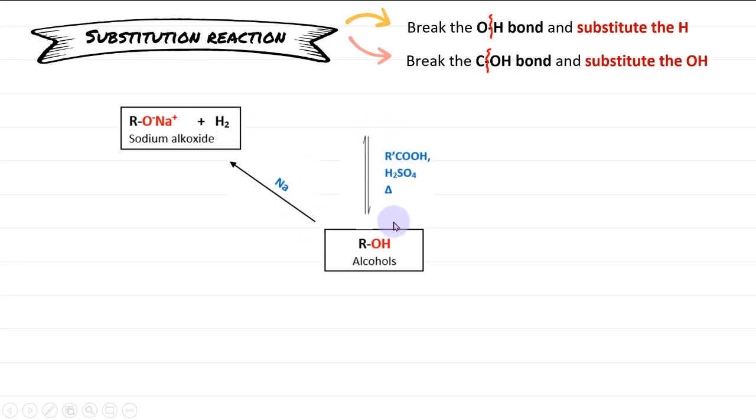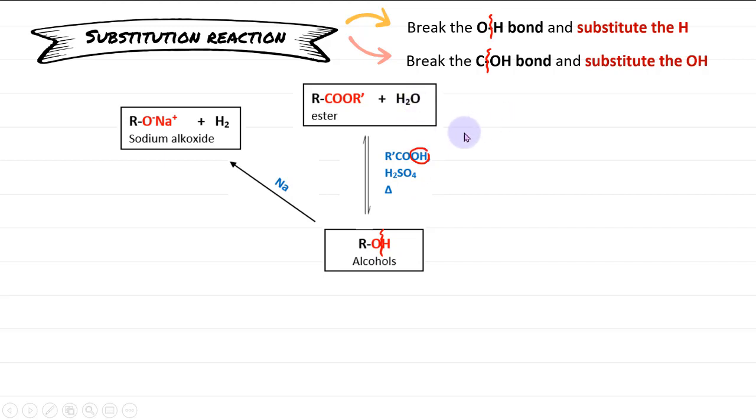And then second is esterification. This process is the reaction between alcohol and carboxylic acid in the presence of an acid and hot condition. This esterification is a reversible process. For this alcohol, we are going to break the OH bond, and then the hydrogen is going to combine with the OH from this carboxylic acid. So we are going to expect an ester.